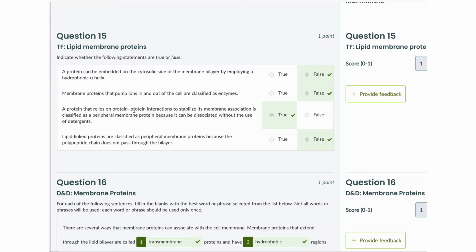A protein that relies on protein-protein interactions to stabilize its membrane association is classified as a peripheral membrane protein because it can be dissociated without the use of detergents. That's true. The peripheral ones is where you have a protein bound to a membrane protein. And so the protein that's bound to it is peripheral. It's not integral. Finally, lipid-linked proteins are classified as peripheral membrane proteins because the polypeptide chain does not pass through the bilayer. That's false. It still has a component that's lipid, so they are lipid-linked, so they're still considered integral proteins, even though they don't go all the way through the membrane. The ones that go all the way through the membrane are transmembrane, but even lipid-linked proteins are still considered integral proteins as opposed to peripheral.